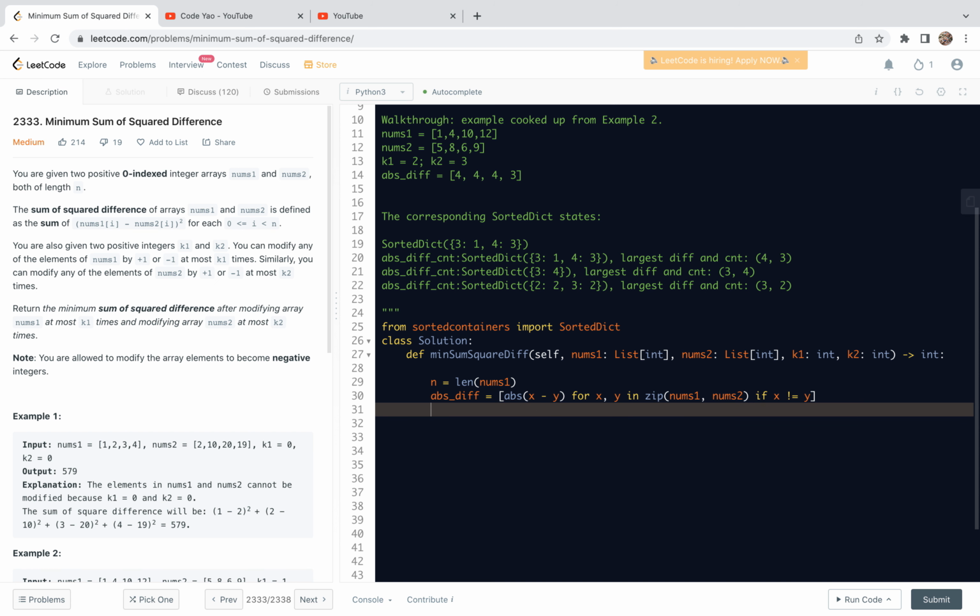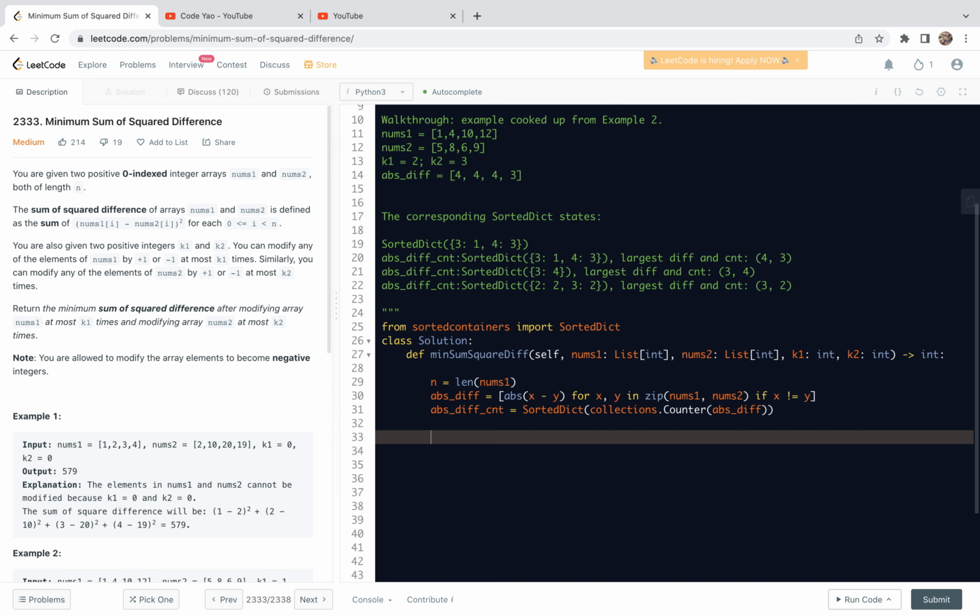So we are only interested in those absolute differences that are not equal to 0. So with that said, we want to make a sorted dictionary out of the frequency counts. For counting the frequency, basically it's collections Counter of the absolute differences, and then we can make it a sorted dictionary. So let's call this variable abs_diff_count. So once this is done, we're going to do the procedure. So let's first track how many allowed operations we have, that is k equals k1 plus k2.